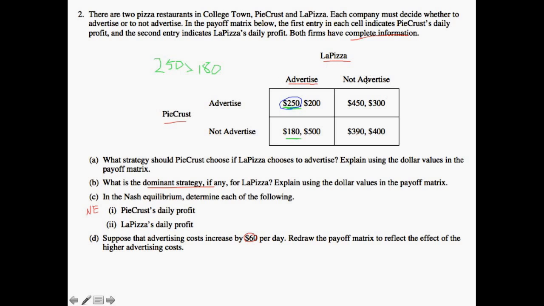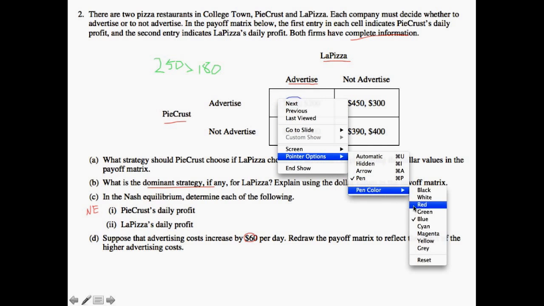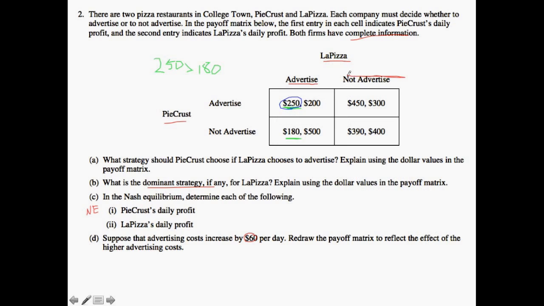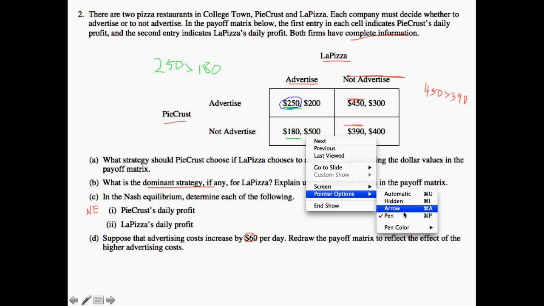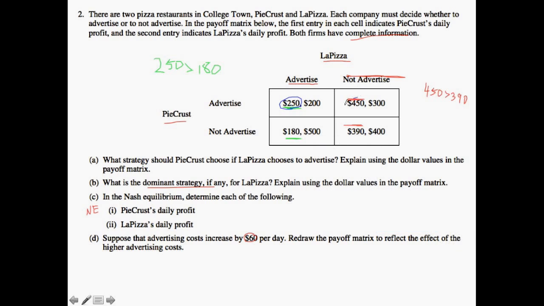Now let's solve the game in which La Pizza would not advertise. Well, let's imagine that this advertise is gone now, and let's go ahead and think about what happens in the case where we do not advertise. So, in this case, Pie Crust again can respond by either advertising or not advertising. The first number denotes Pie Crust's reaction, so we are in this case comparing 450 with 390. Well, we know that 450 is greater than 390. So in the case in which La Pizza were to not advertise, the best response of Pie Crust would be to advertise.